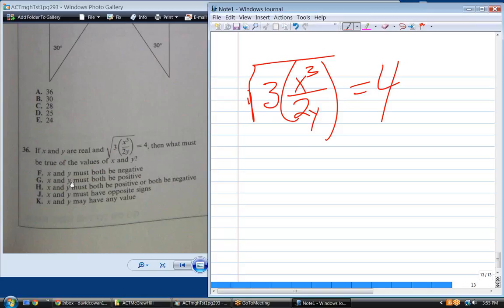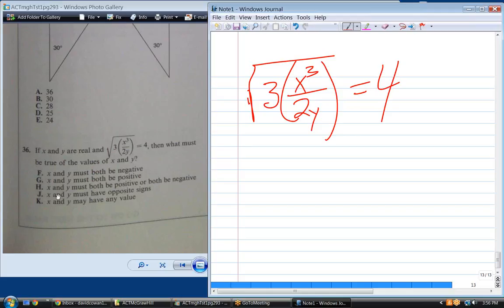Because obviously, x and y can both be positive. If I cube a positive number, it stays positive. y is positive. A positive divided by a positive is a positive. So that'll work fine also. So it's kind of looking like H. They either have to both be positive or both be negative.